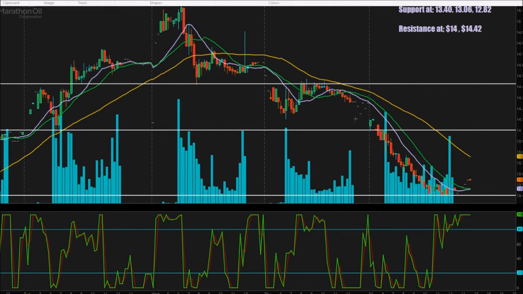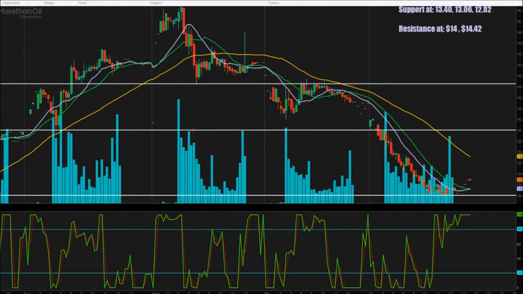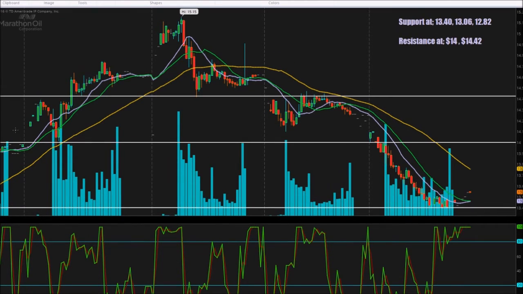Now, following in line with that fact are our moving averages. We have the yellow 50-day moving average, the green 20 moving average, and the 13-period purple moving average. We want to see the purple moving average above all of them. As you can see here, when the purple is above, that's when we have a nice increase in price. We want to see ideally purple, green, yellow.